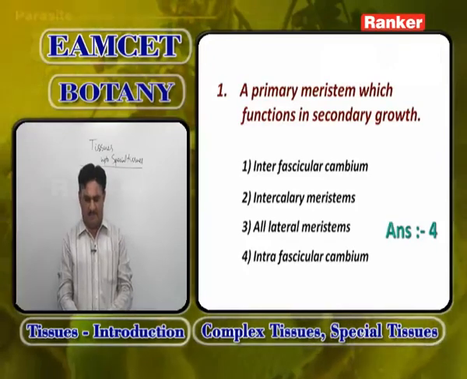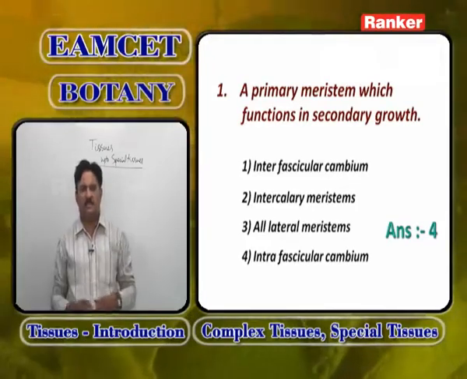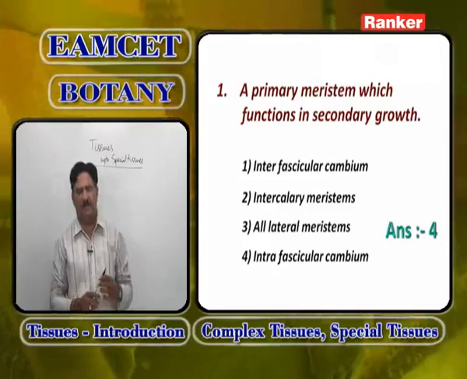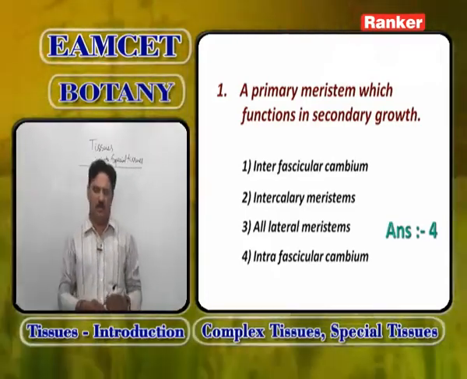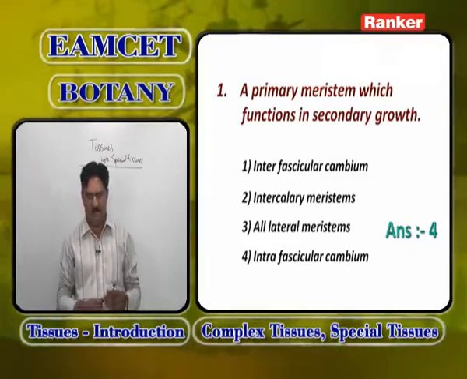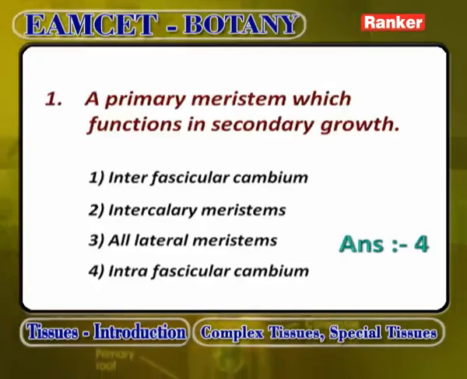Intercalary meristem is a primary meristem, the meristem which is present in between two permanent tissues, helping only in the linear growth of stem and leaves, expansion of leaf sheath, and also elongation of internodes. All lateral meristems are not primary meristems because vascular cambium is a primary lateral meristem, cork cambium is a secondary lateral meristem.